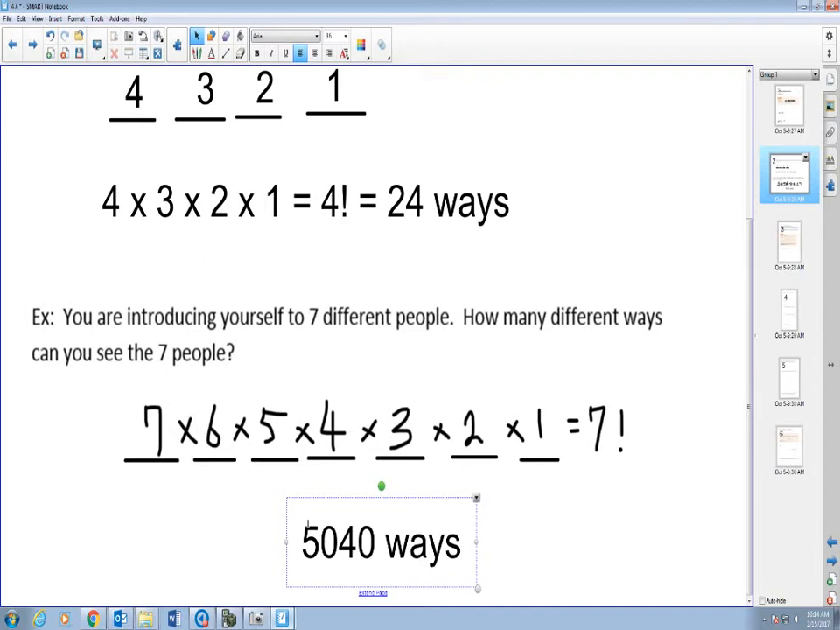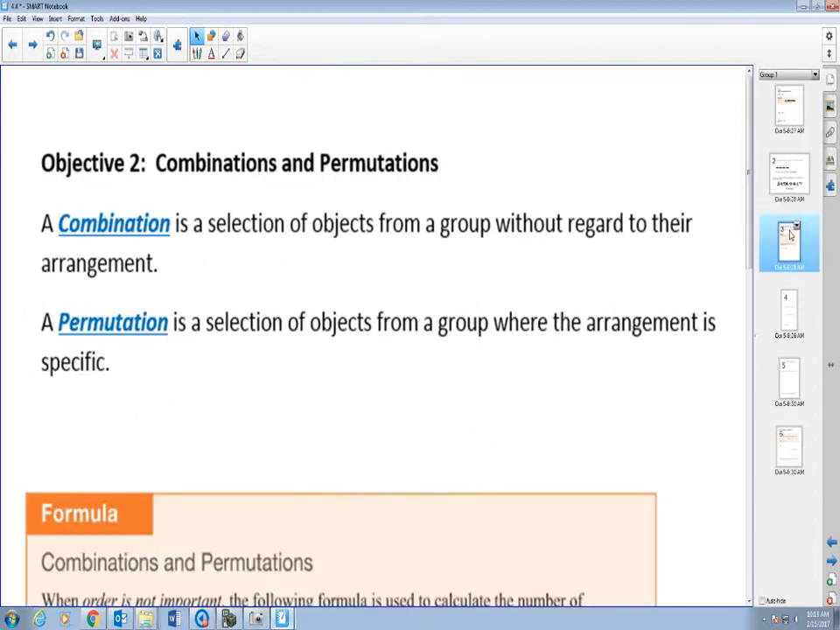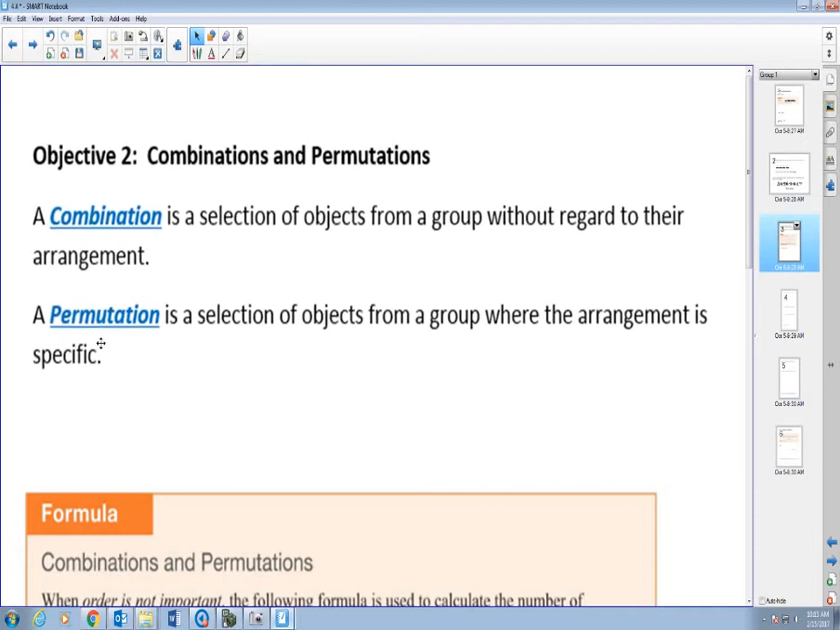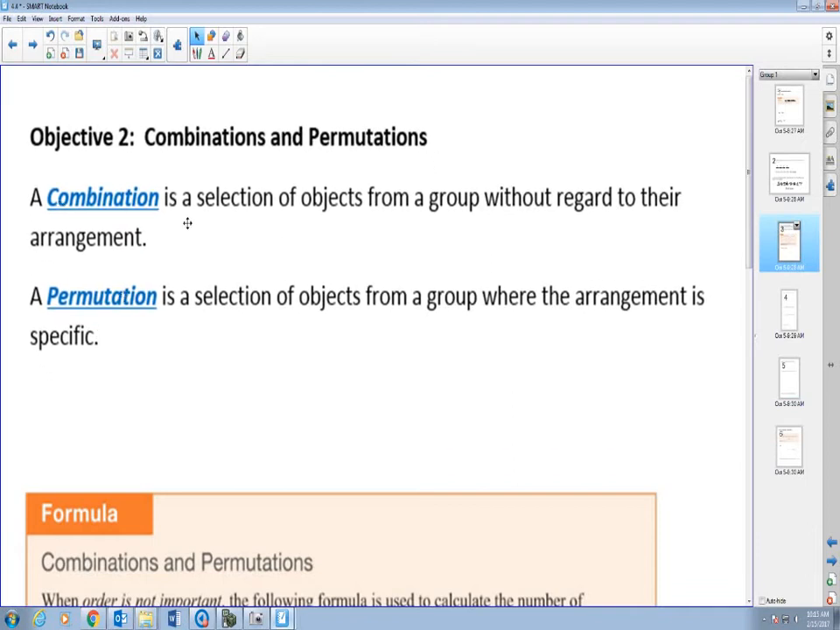Now, let's talk about what we so-called a combination and permutation. A combination is referring to a selection of objects from a group without regard to their arrangement. Permutation is also a selection of objects from a group where the arrangement is specific.